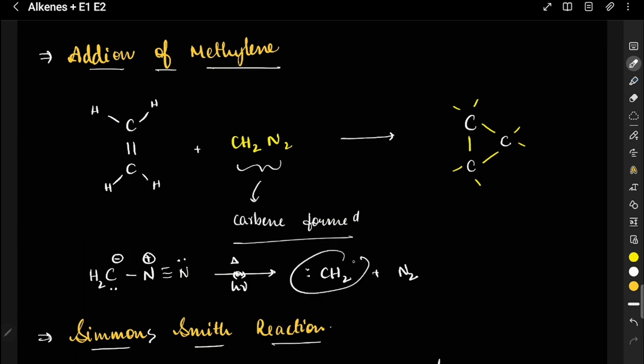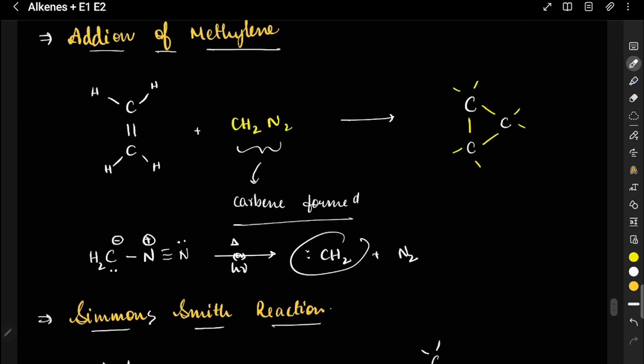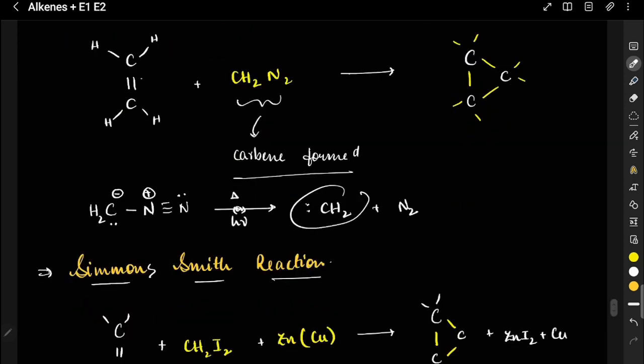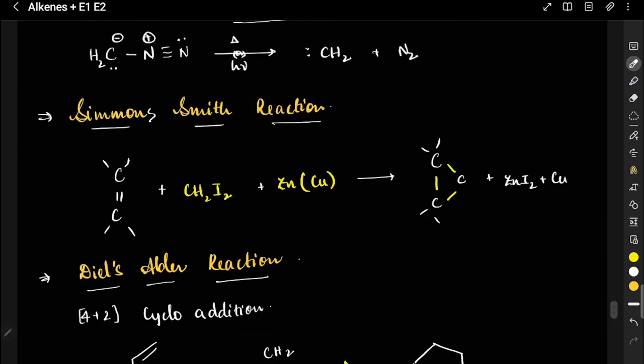So this carbene is going to react with the alkene, and then this cyclic compound is formed. A cycloalkane is formed because of carbenes. It is important, and the reagent we are going to use is CH2N2, and it forms carbenes in presence of sunlight. Now we have the Simmons-Smith reaction.